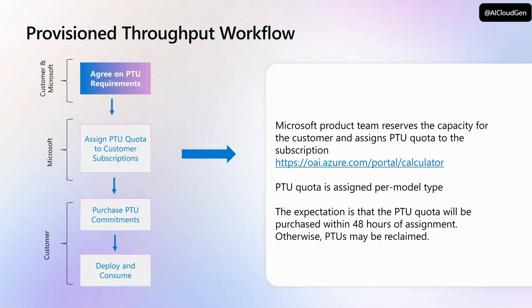So the calculator link that you have here will help you calculate how many PTUs you need to use. The PTU quota is assigned per model type, and the expectation is that the PTU quota will be purchased within 48 hours of the assignment. So basically, you will be purchasing the PTUs within the 48-hour duration from the time of the assignment.